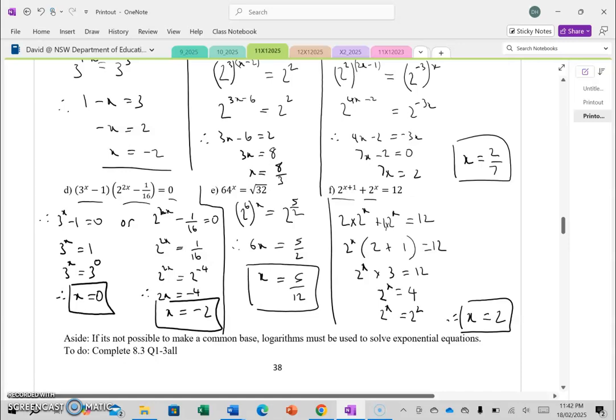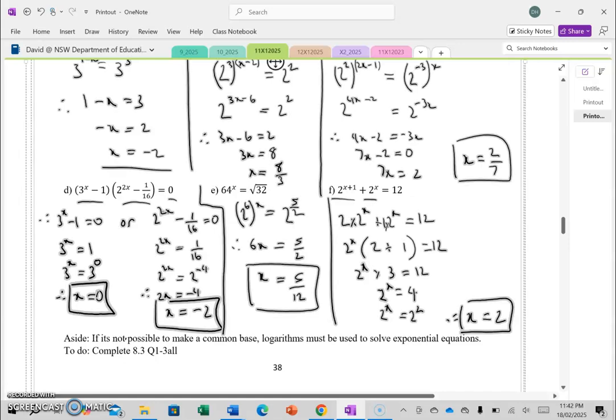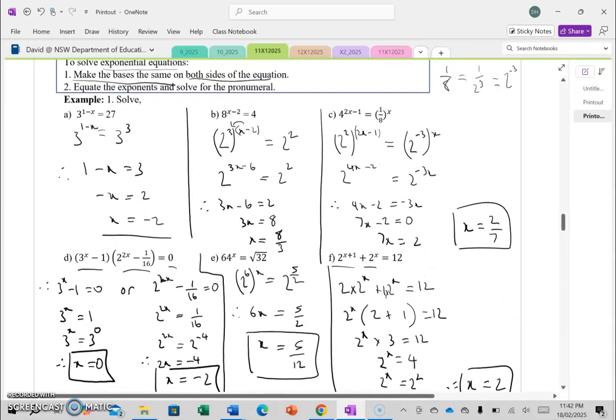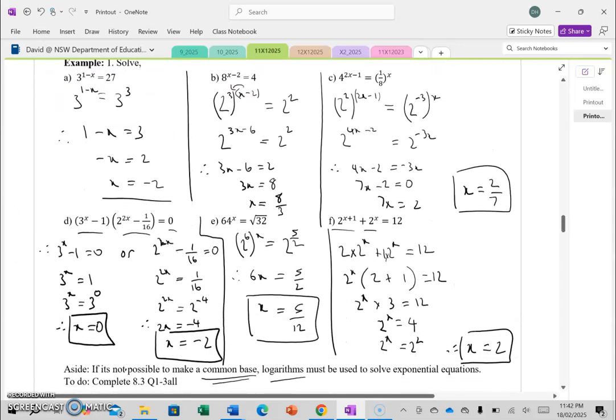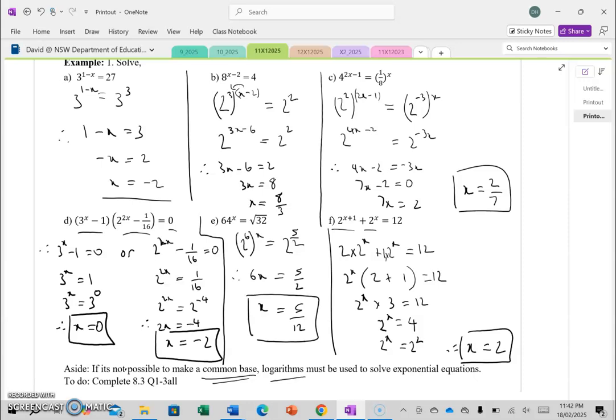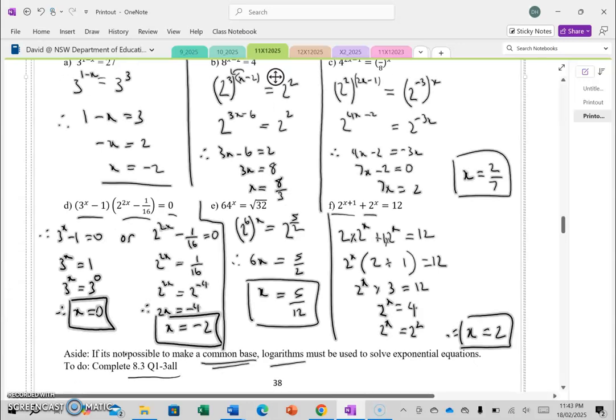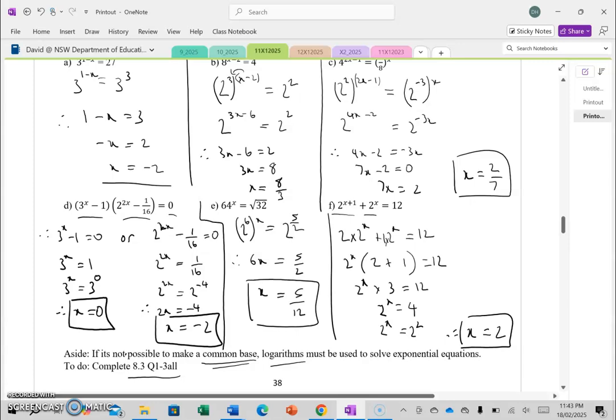Okay, a little aside at the bottom: if it is not possible to make a common base, you'll need to use logarithms to solve those exponential equations, but at the moment we're focusing on solving exponentials by making a common base. We'll look at using logarithms when there are uncommon bases later on in the course. Alright, time to do 8.3. It's a pretty short exercise. Good luck with it.